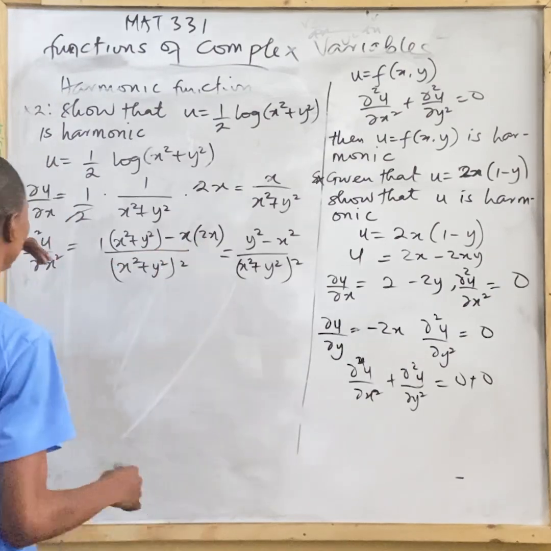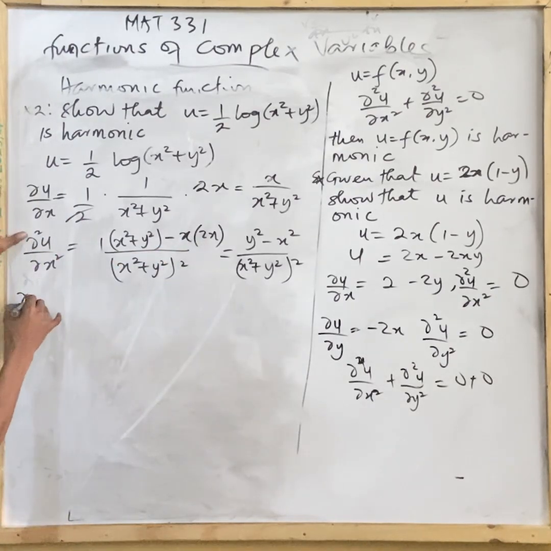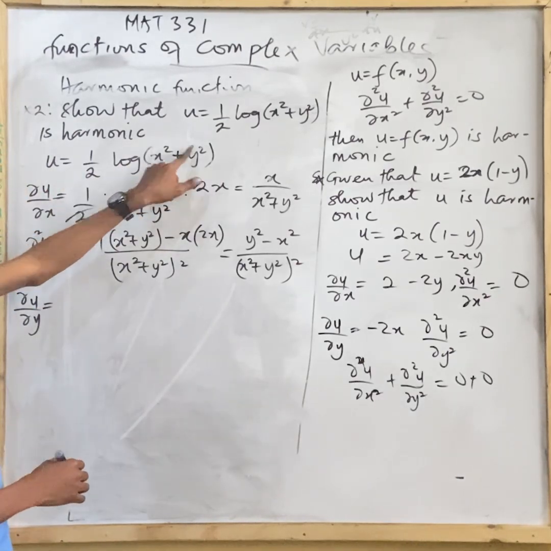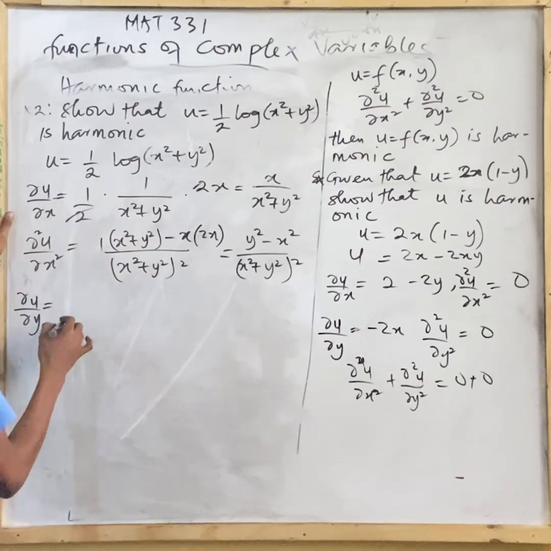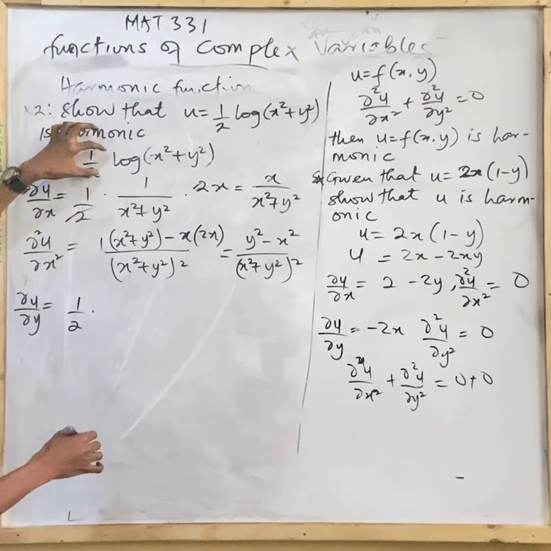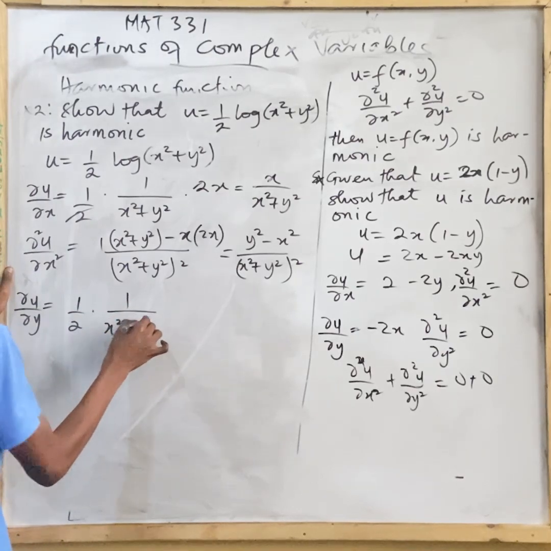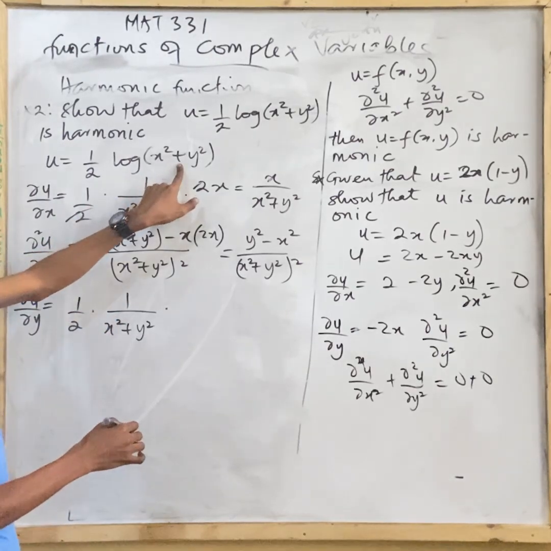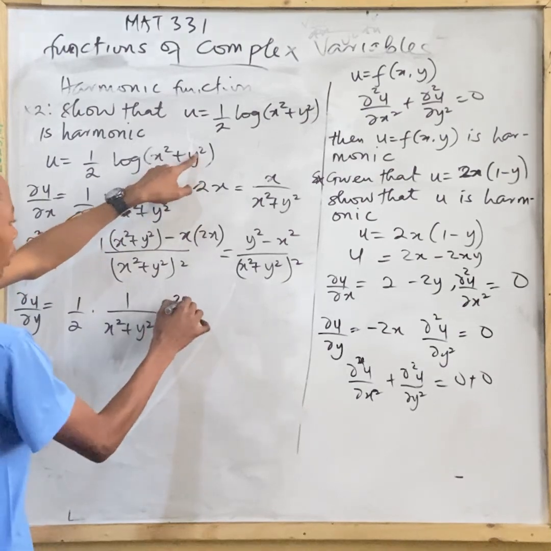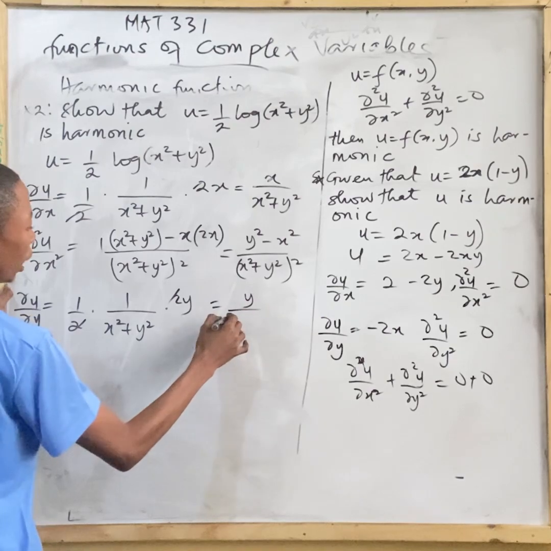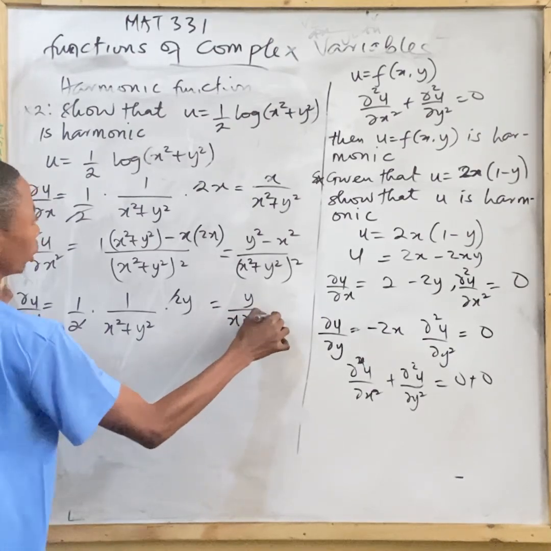That's the quotient rule. Then I also take the partial derivative of u with respect to y. This is u. I will differentiate this one partially with respect to y now. So that will be half times the derivative of log, which is 1 over x squared plus y squared. Then I will differentiate what is here with respect to y. That's 2y. 2 cancels 2. That will be y over x squared plus y squared.